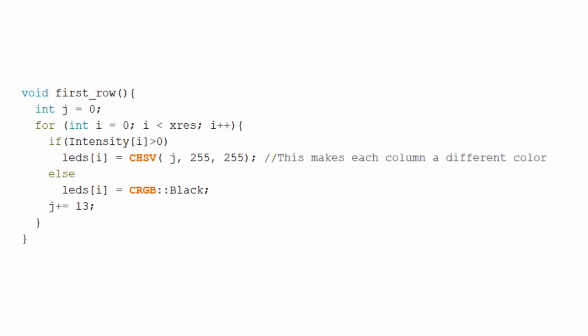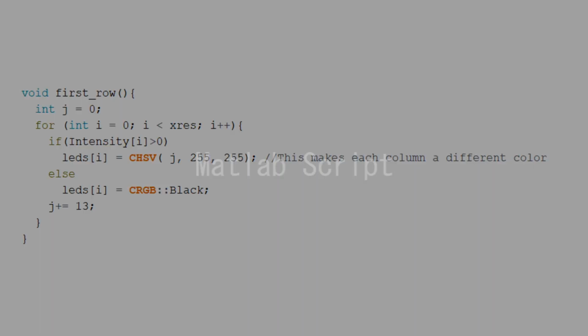Each row contains code that either tells the LED in that column to light up in the column's color or display black, depending on the intensity value at that column.